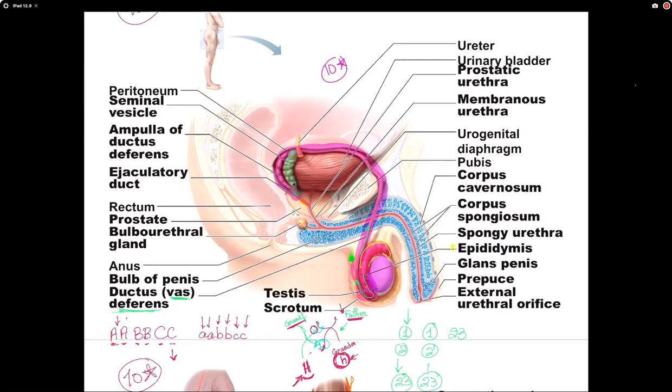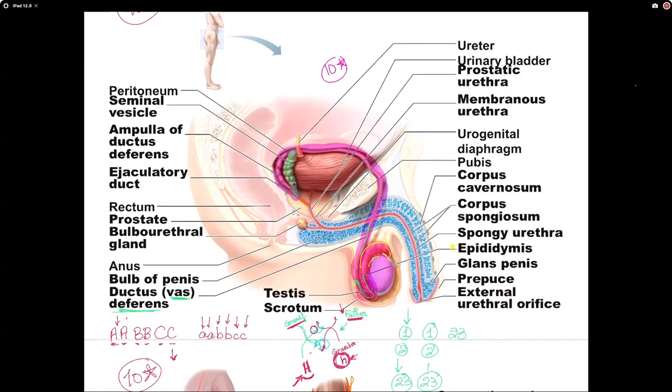We can see the testis is kept outside of the pelvic cavity for us to maintain a temperature lower than the body temperature to be able to produce the sperms. Normal production of the sperms can be taking place at the normal body temperature. It's too hot inside the body cavity. So the cremasteric muscle here is going to be playing a role in regulating the temperature to which the testis is exposed to create a suitable environment for the sperm production.